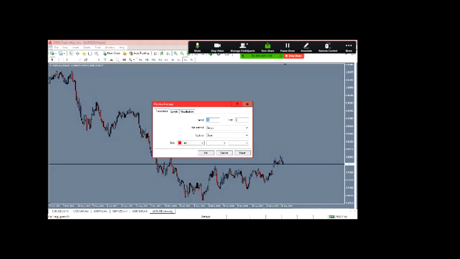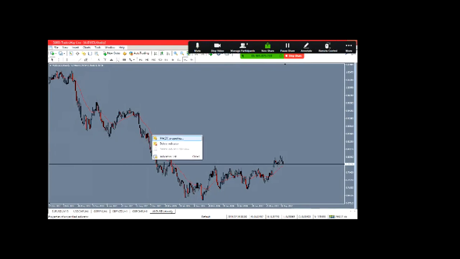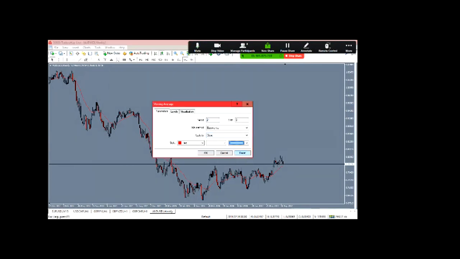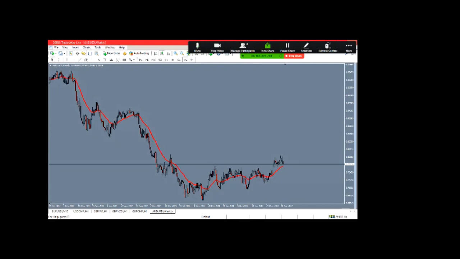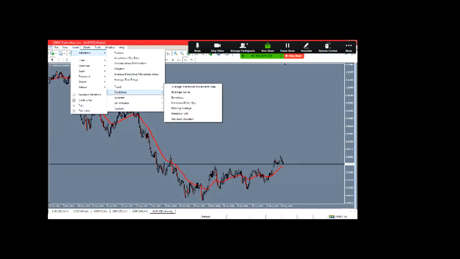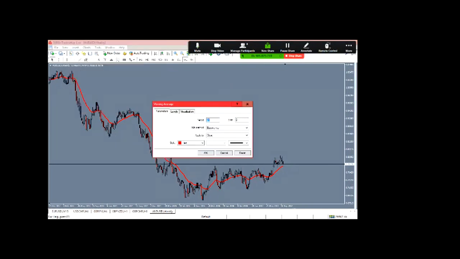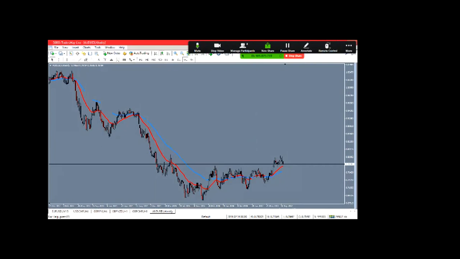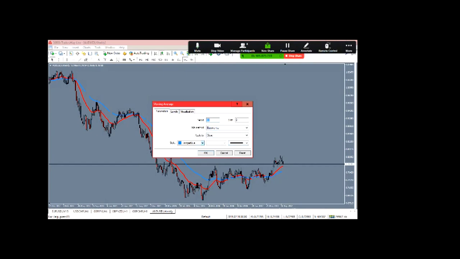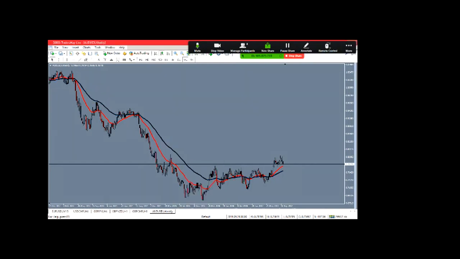Moving average, I'm going to use the 21, and it's going to be exponential. I'll leave it red. Just beef it up a little bit. Okay, there we go. And then I'm going to go ahead and grab another trend moving average, and we're going to make this one 50, exponential. We'll make this one a powder blue. Actually, I shouldn't leave it blue as the background color is blue, so we'll just make it black. Black and red cross, black and red.